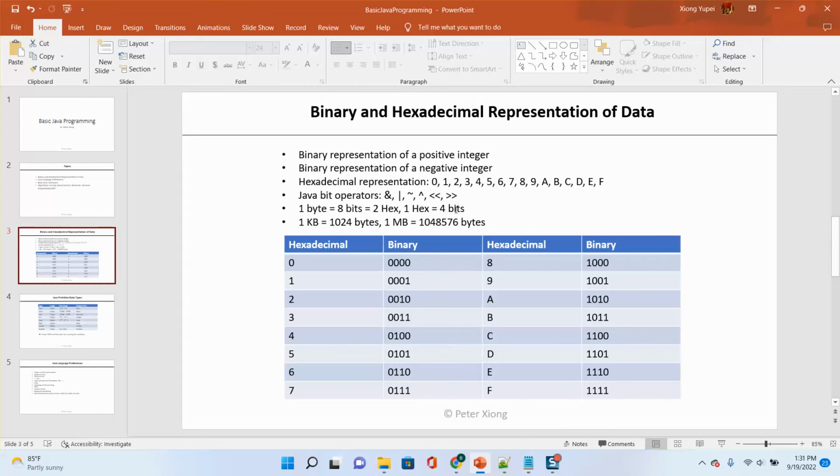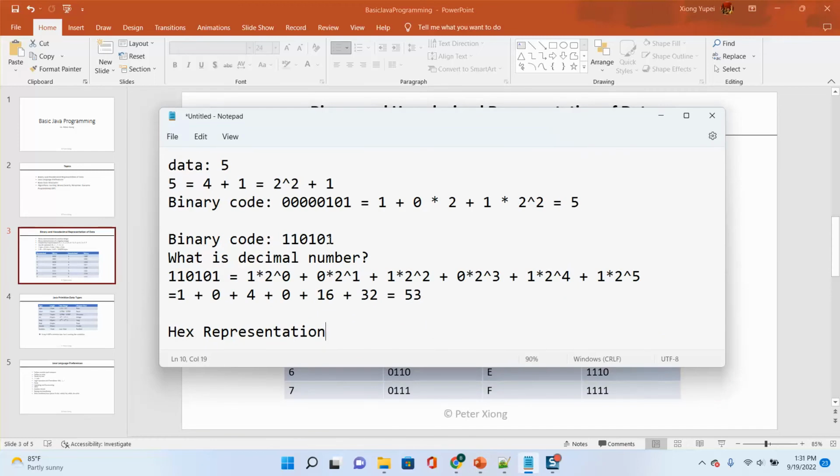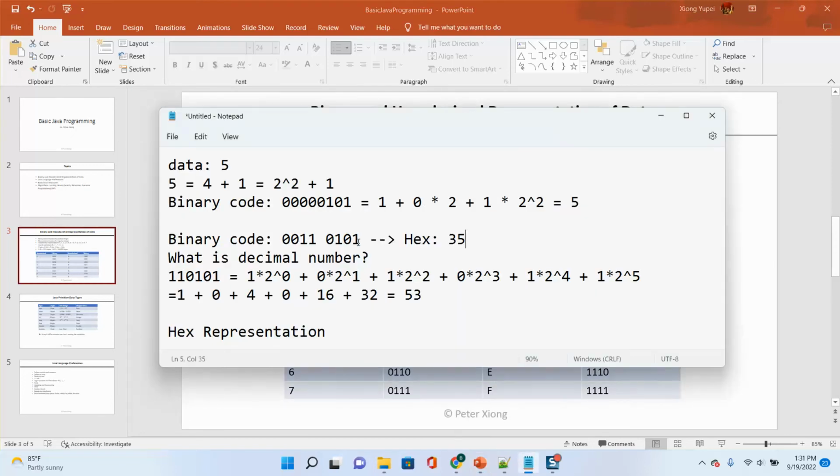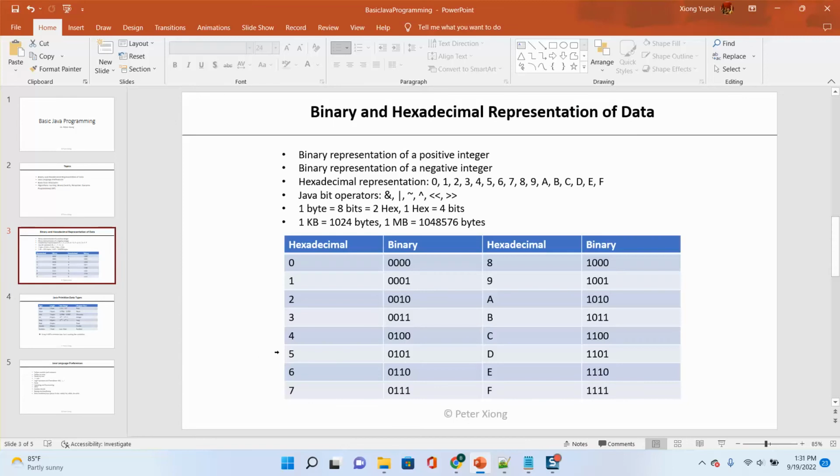Okay. Now let's come back to this example. For example, this one, if you go to the hex, I will rewrite it and add 2 zeros ahead. So I divide it into 2 parts. The first one is 0011, the second is 0101. So hex is 3, 5. 3, 5 means what? 0011 from this table is 3. And then 0101 from this table is 5.